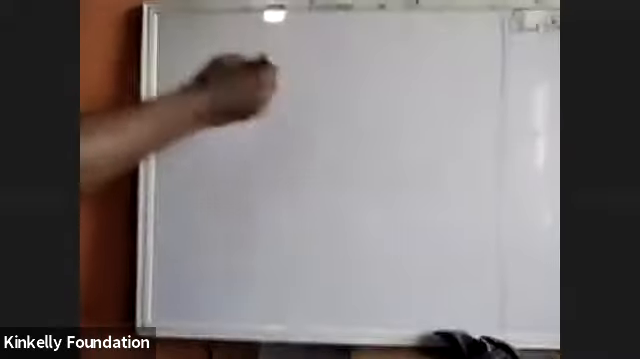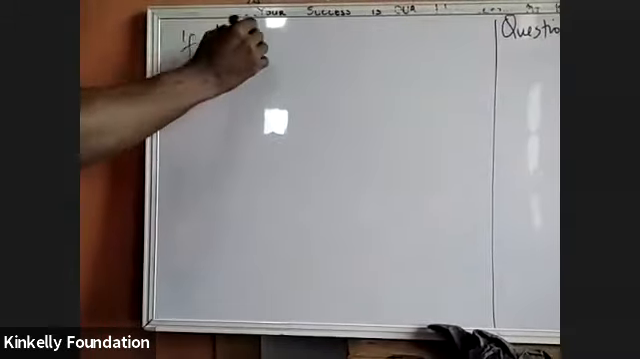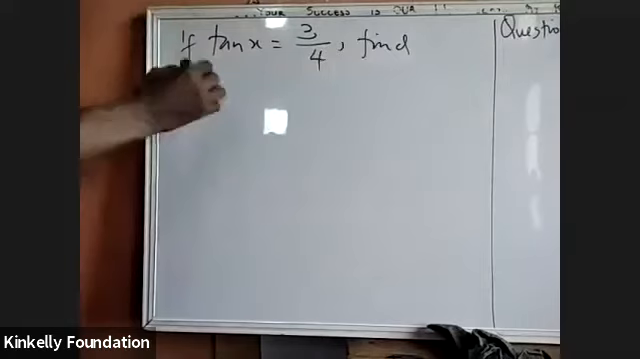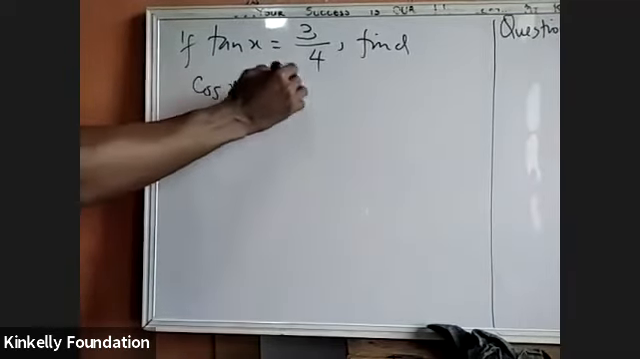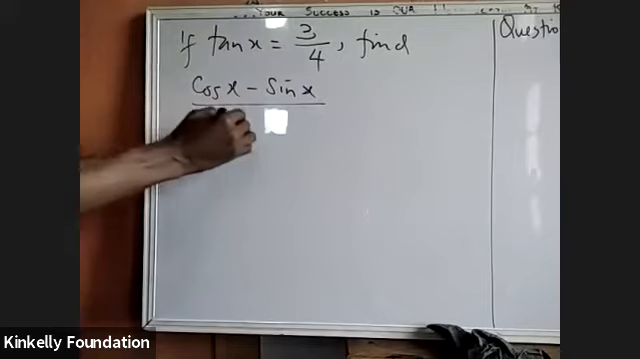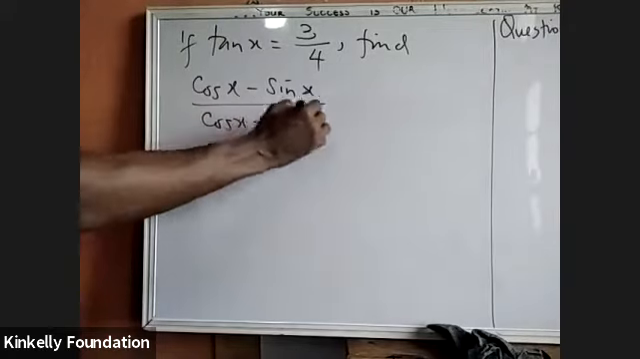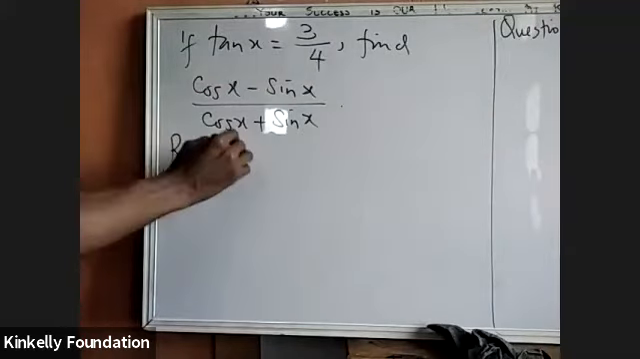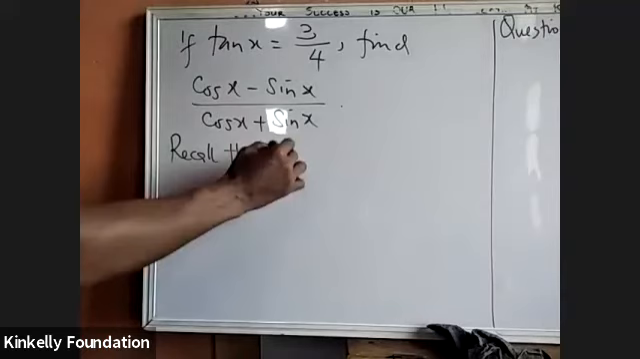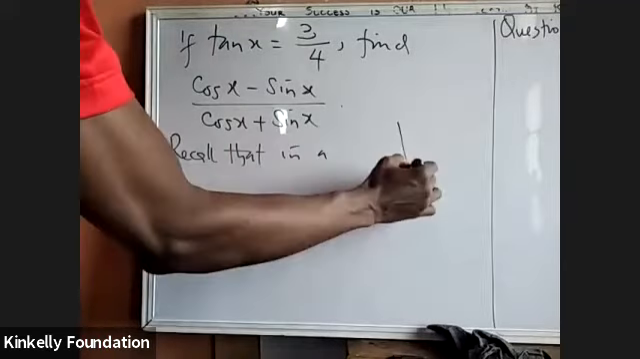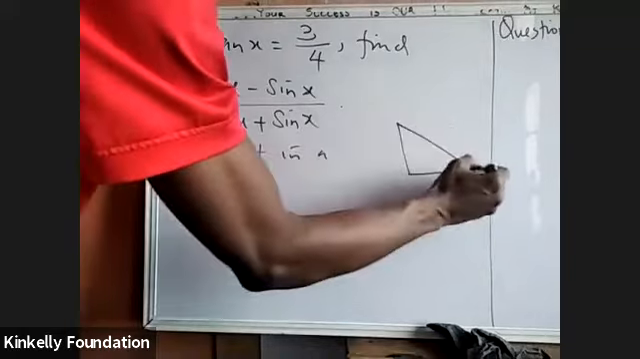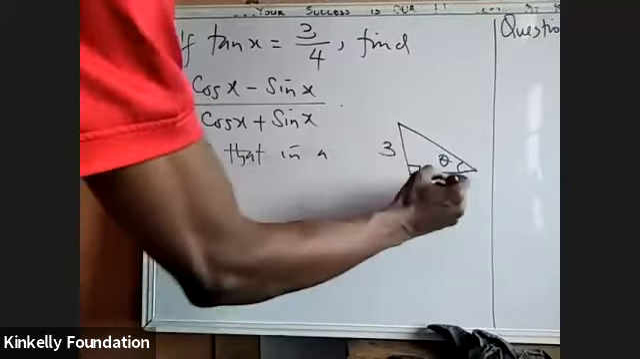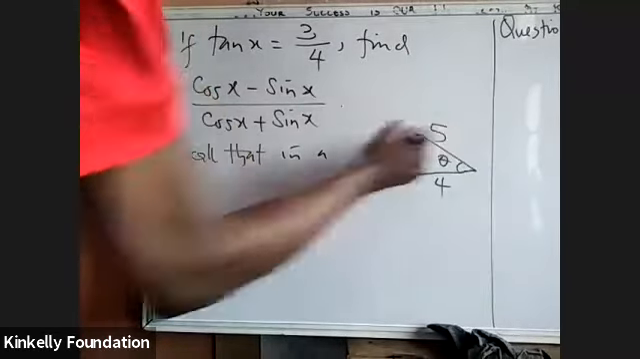Now, in the second question, we are given that if tan x is equal to 3 over 4, find cos x minus sin x all over cos x plus sin x. Now, we still recall that in a right angle triangle, just draw it like this. This is our theta. Here is 3, here is 4. By Pythagoras, here becomes 5.